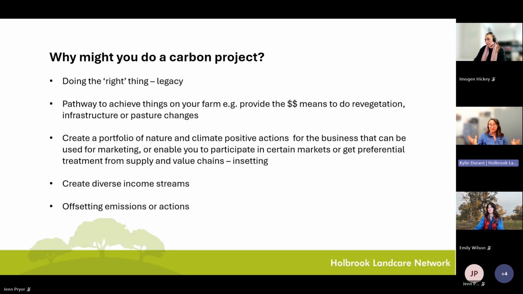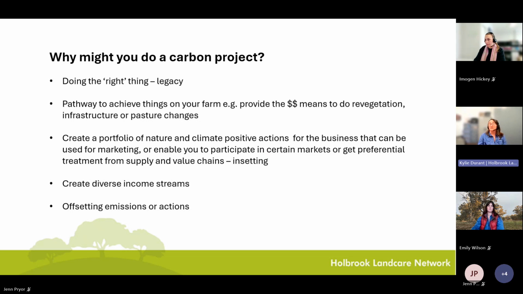In some of the bigger farming operations and corporate scale operations, they might want a portfolio of nature and climate positive actions that they can use, and that's good for marketing your business, and it may become important for market access, for accreditation schemes, that sort of thing. So if you've got some of this going on, it can be good through your supply and value chains, and that's called insetting, I guess, and we'll talk about that a bit more in a minute.